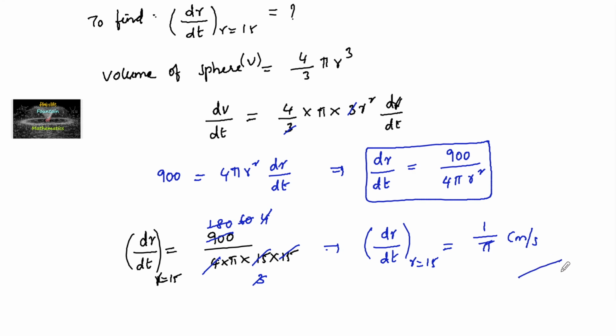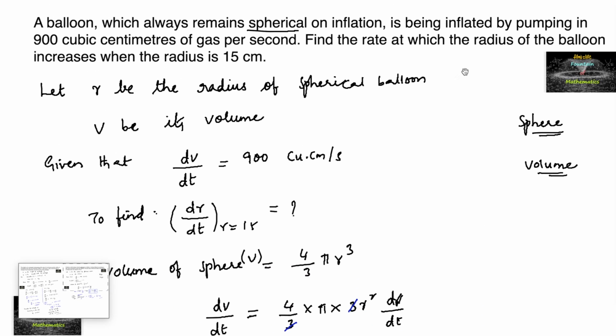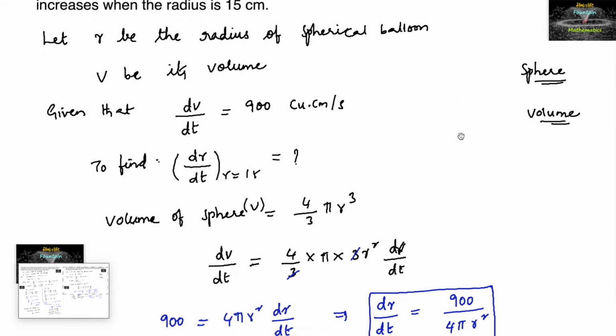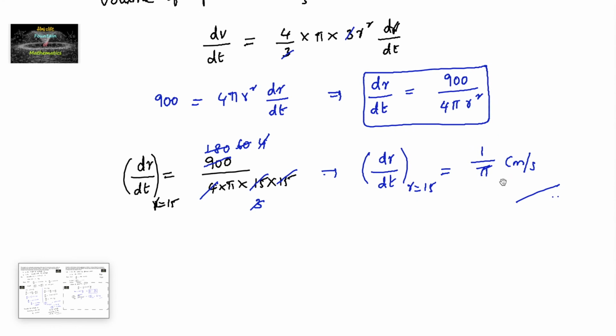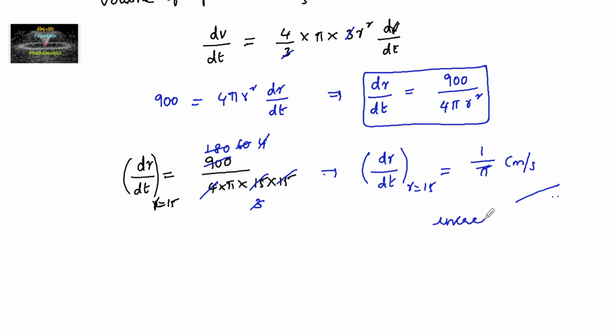So we can give a conclusion that the rate at which the radius of the balloon increases, the rate of change of the radius of the balloon, is 1 upon pi centimeter per second. Since it is positive, we can say it's increasing at the rate of 1 upon pi centimeter per second. Okay, thank you.